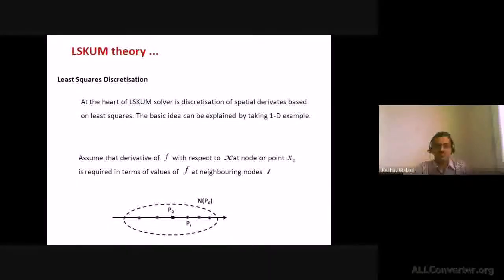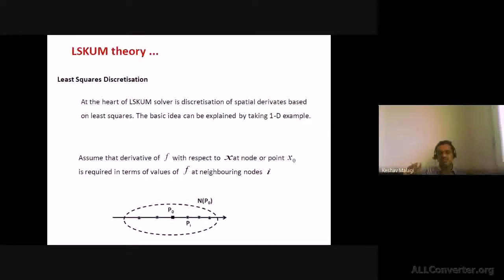Okay, so now I will take you through briefly the LSKUM theory. What does it involve? As the name says, LSKUM, least squares kinetic upwind method. So it involves least squares discretization. That is the mathematical part of it. And then kinetic upwind method. So it is an upwind method. I will take you through what upwinding is and how it is done. And then that K is the kinetic part. I will tell you how this upwinding is very easily achieved using the kinetic part. So once you understand these three aspects, you will be able to appreciate LSKUM.